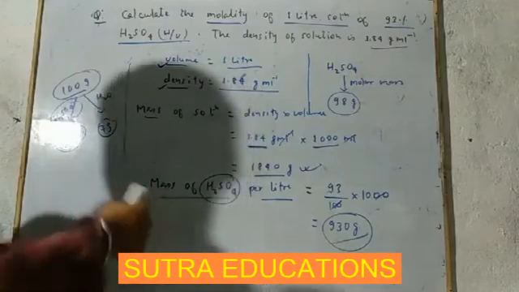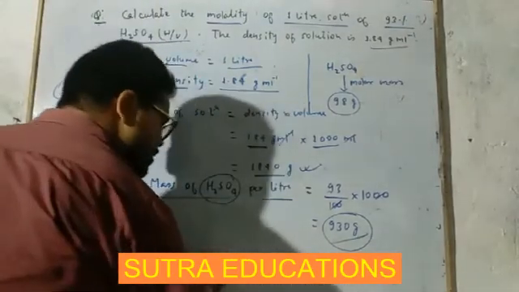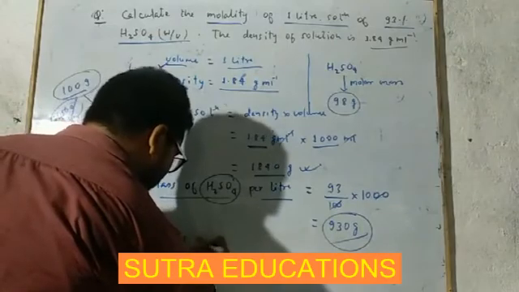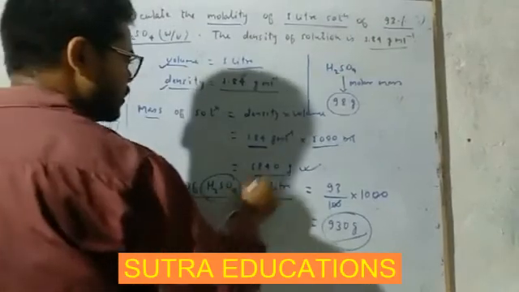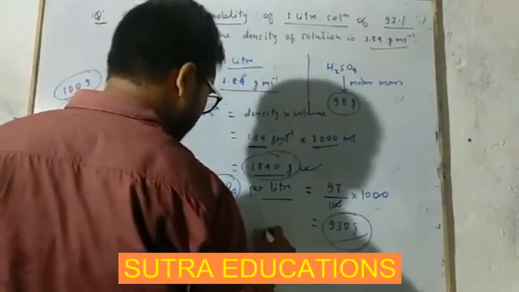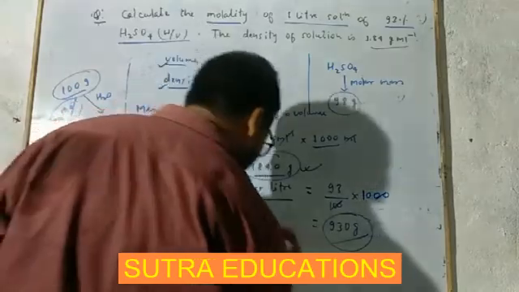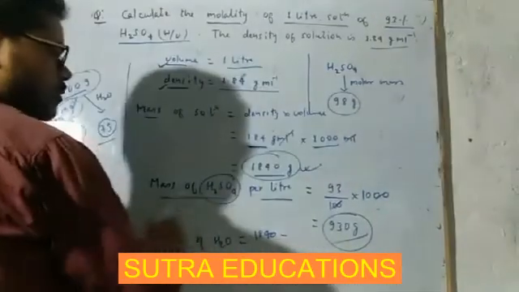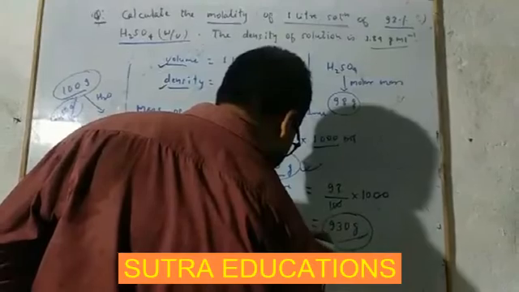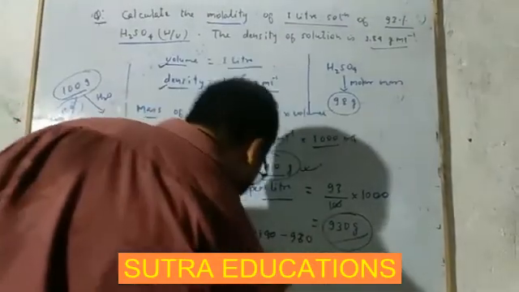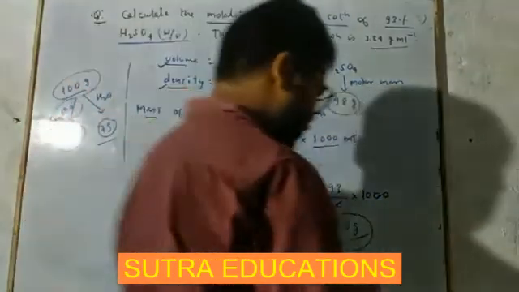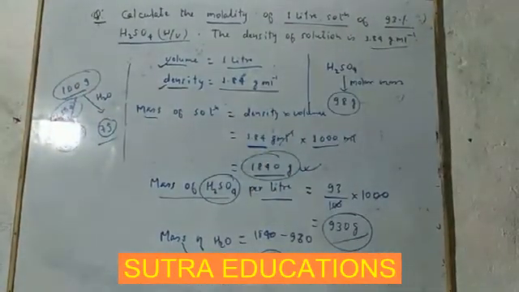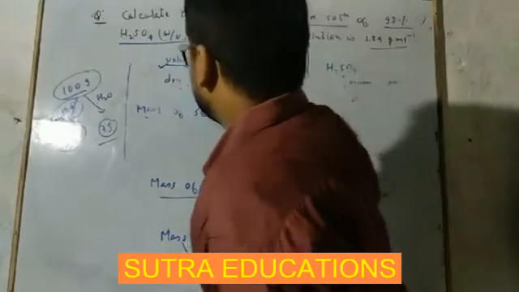So from here we can say mass of H2O is equal to mass of solution, that is 1840 gram, minus mass of H2SO4, that is 930 gram. So it will be equal to 910 gram. So mass of H2O we have calculated, and mass of H2SO4 we have calculated. Now we can calculate molality. And what is molality? We know molality is small m.